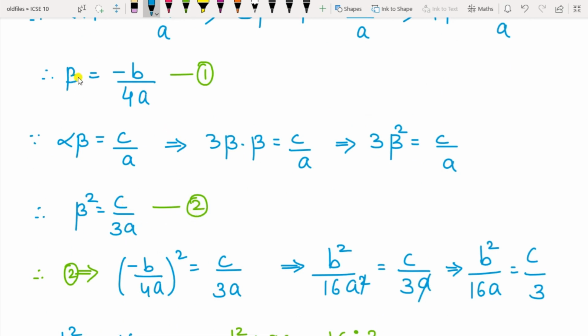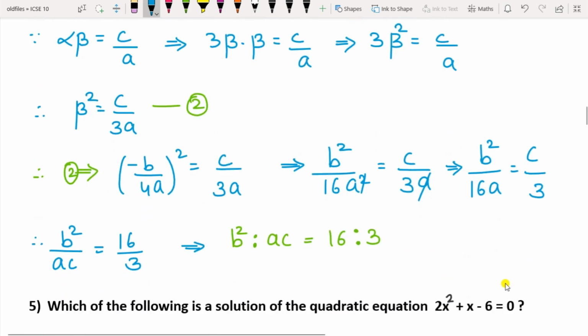Now substitute the value of beta from 1 into 2 in place of beta here. So this will be (minus b by 4a) the whole square equal to c by 3a. Open this: it will be b square upon 16a square equal to c by 3a. One a will get cancelled, and make alternando. So this c will go to the denominator and 16 will go to the numerator. So this will be b square upon AC, as we needed it.